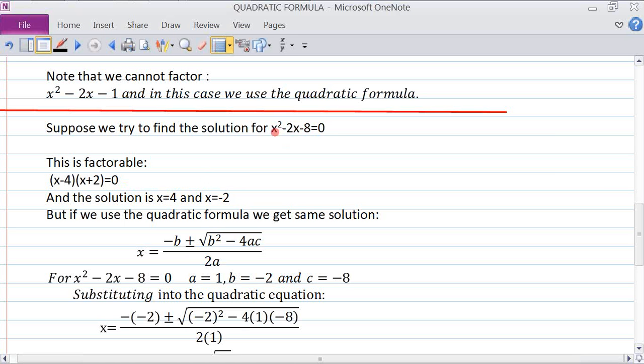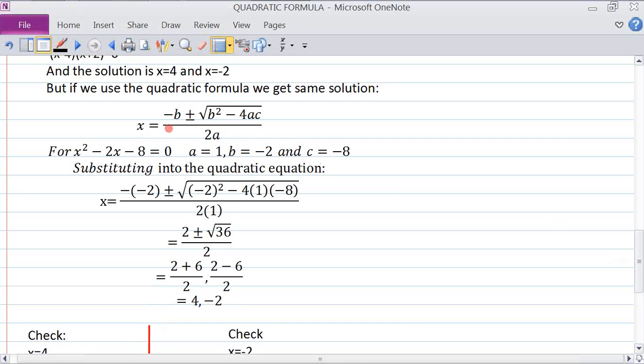Supposing we just said, oh no, I don't know how to factor this, and we used the quadratic formula, what would happen? Well, we put x equals minus b plus or minus the square root of b squared minus 4ac, over 2a, and for this equation a equals 1, b equals minus 2, and c equals minus 8. A is the coefficient of x squared, b is this number here, and c is that.